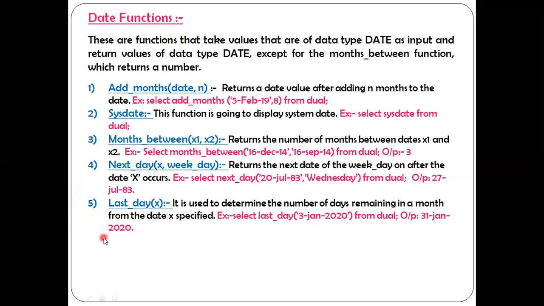Once again, a quick reminder. The first one is ADD_MONTHS. How many parameters? Two parameters, date comma n. Second one, SYSDATE. Okay, it is going to return the system date. Third one, MONTHS_BETWEEN with two parameters x1 and x2. And the fourth one is NEXT_DAY, the two parameters x comma week_day. And the last one is LAST_DAY.